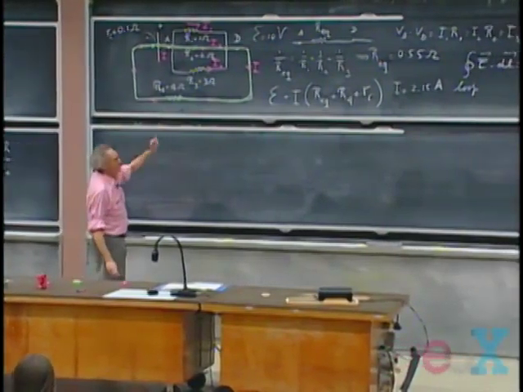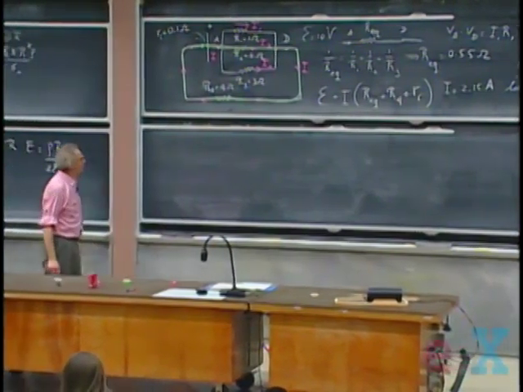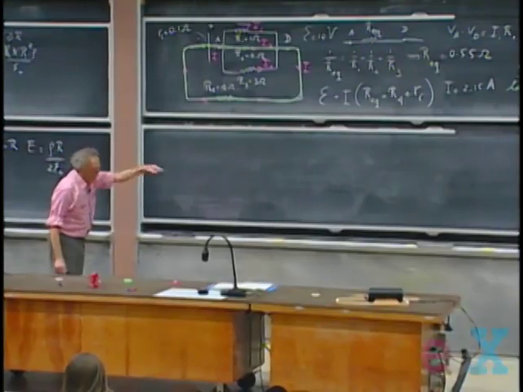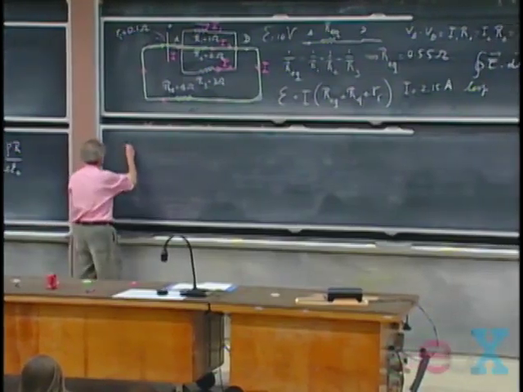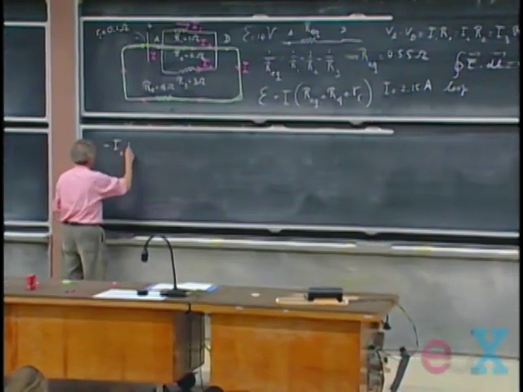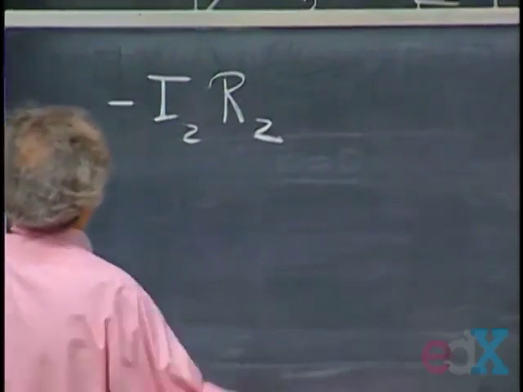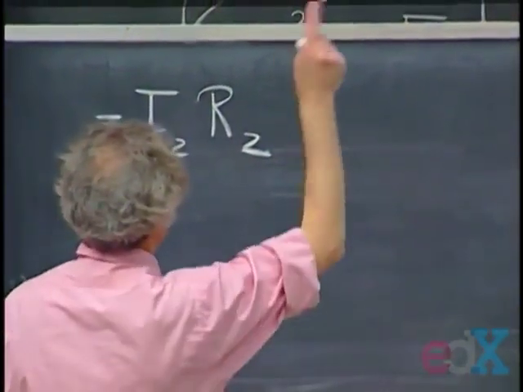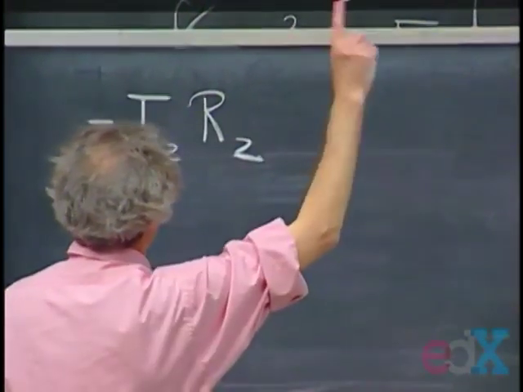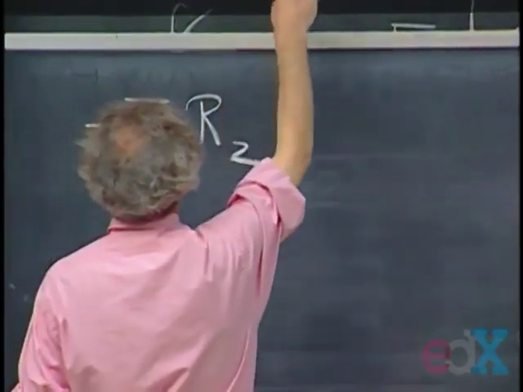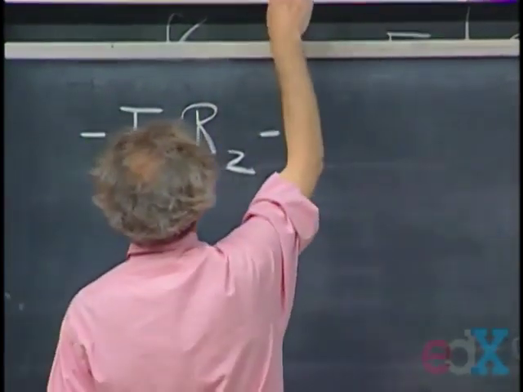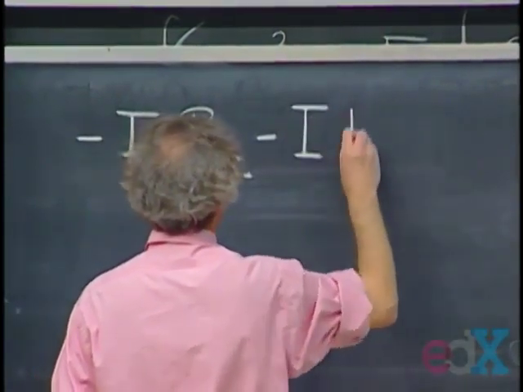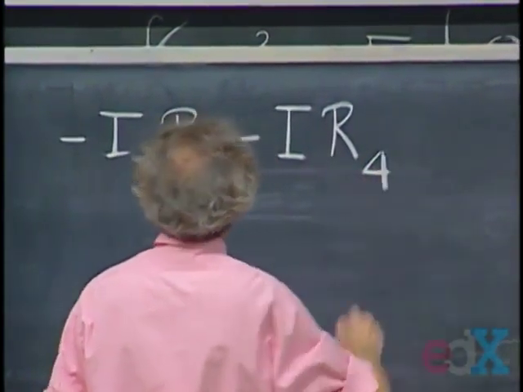I go first from A to D, through R2. The current is I2. The resistance is R2. And I go down in potential. So my first term is minus I2 times R2. I'm now at D. I started at A, I'm now at D. I come out here and I go through R4. I go down in potential. The current through R4 is I. So I get minus I R4.